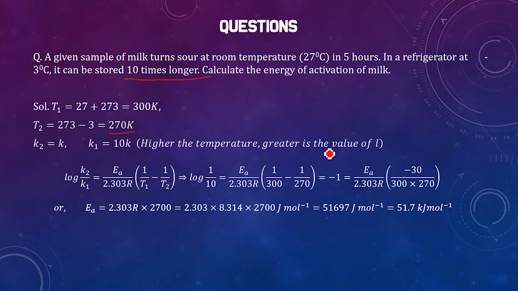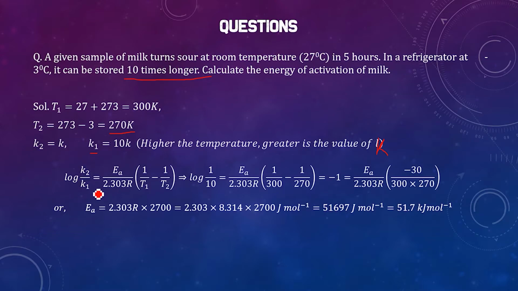Higher the temperature, greater is the value of K. What does it mean? One second. Higher the temperature, we know that greater is the value of K. It's not L, it's K. So 300 degree temperature and this is 270. So at this the K rate constant will be higher. So that's why K1 is 10 times K2. Is it clear? Got it?